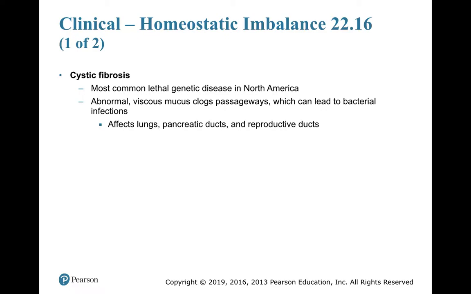Cystic fibrosis is the most common lethal genetic disease in North America. Its abnormal viscous mucus is going to clog passageways of the respiratory system and lead to bacterial infections, but it also has an effect in the pancreatic ducts and the reproductive glands as well. It's not just a lung disease.